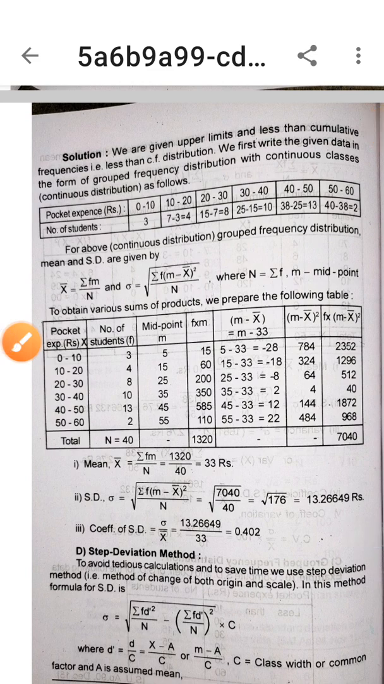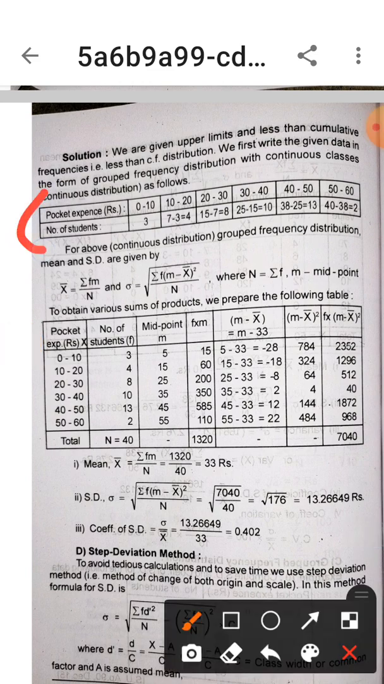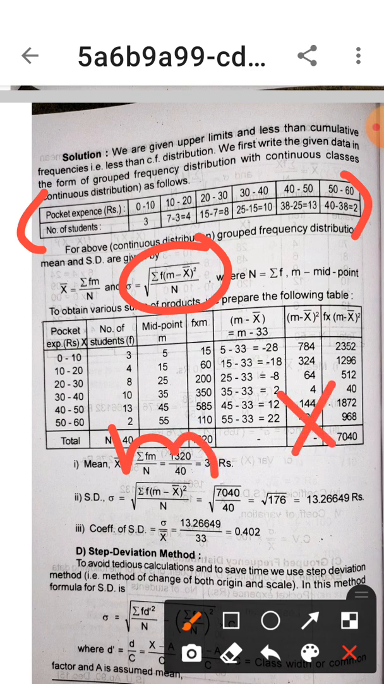suppose this is your example. Okay, this is a continuous distribution, then we can calculate SD in continuous distribution just like summation f in bracket m minus x bar square upon n. Just replace m instead of x. म्हणजे मागच्या फॉर्म्युल्यामध्ये काय होतं, m च्या जागी x होतं, आता फक्त तुम्हाला x च्या जागी फक्त m ठेवायचं.